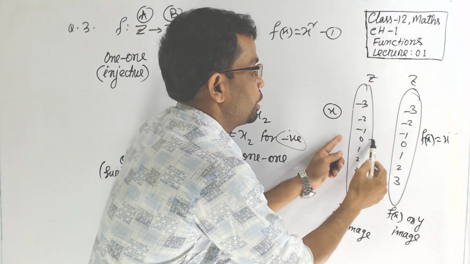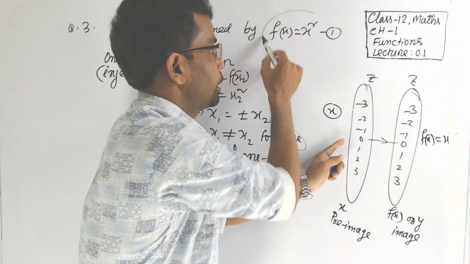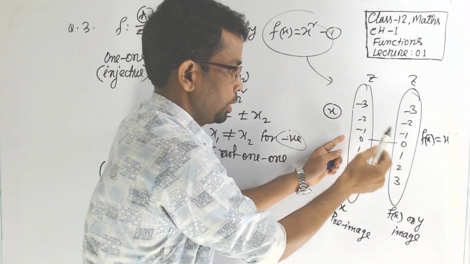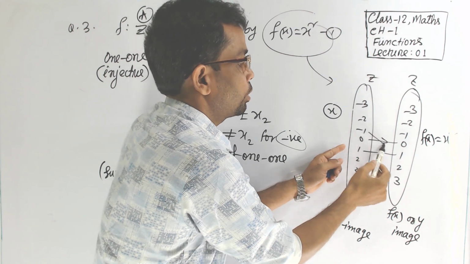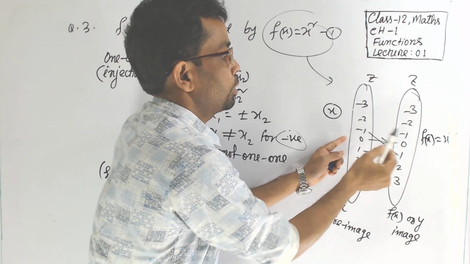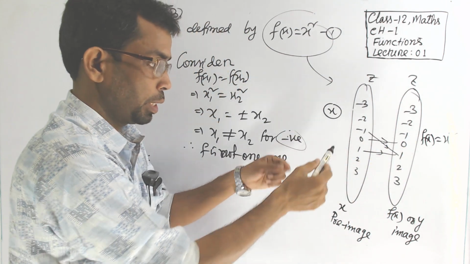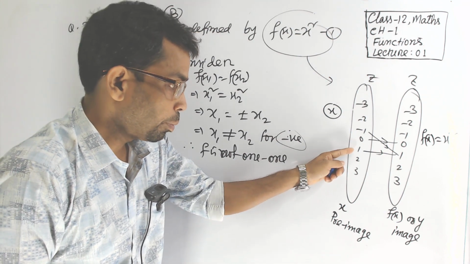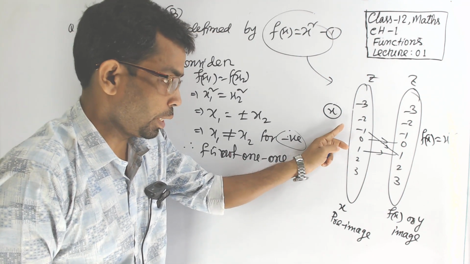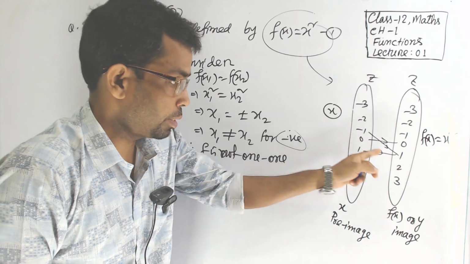Now 0 square is 0. Under this function I am finding the image: 0 square is 0, 1 square is 1, minus 1 square is again 1. So we can very clearly see here 1 and minus 1, two different numbers, having the same image.